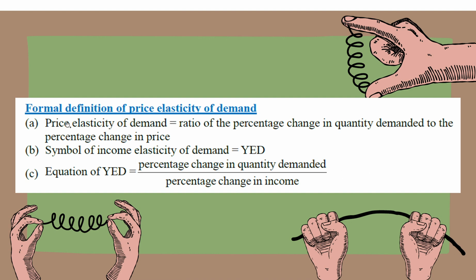Sorry, income elasticity of demand is the percentage change in income. The symbol of income elasticity of demand is YED. So it is the percentage change in quantity demanded over the percentage change in income. This is YED, so remember YED, not PED.